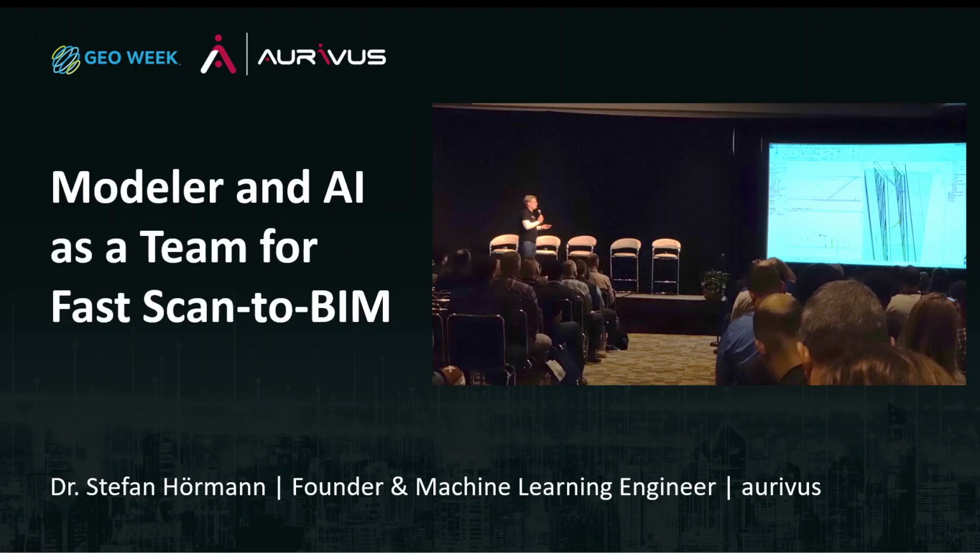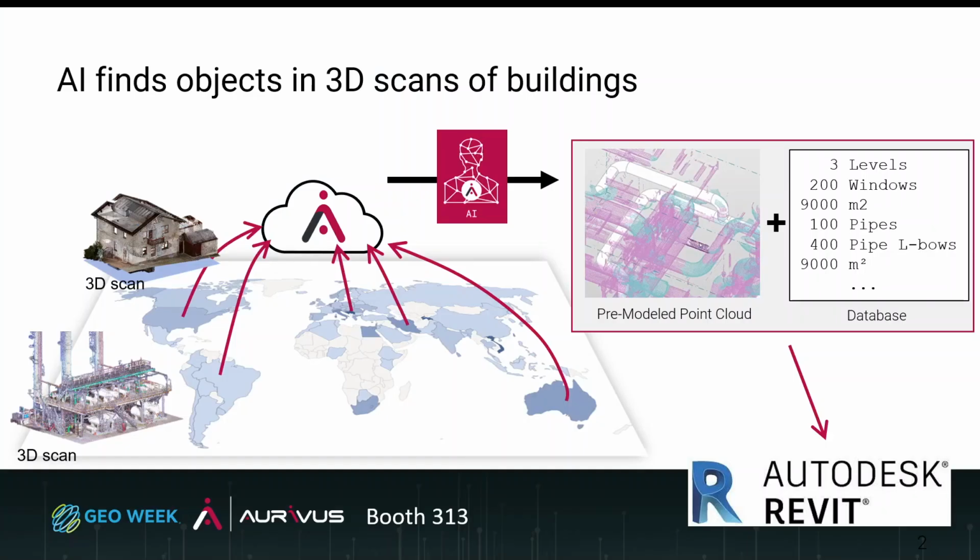So, we at Reverse developed an AI. And this AI is searching for objects within point clouds of buildings or industrial facilities. So a user can upload the laser scan, and then the AI will search for objects like walls, windows, doors, pipes, pipe fittings, and so on. And this makes a point cloud as interactive as a CAD model. You can use this information that the neural network found as a database, or directly stream it into Revit.